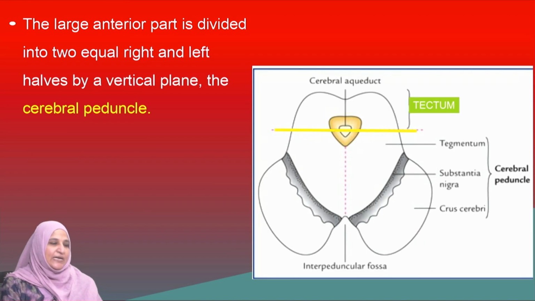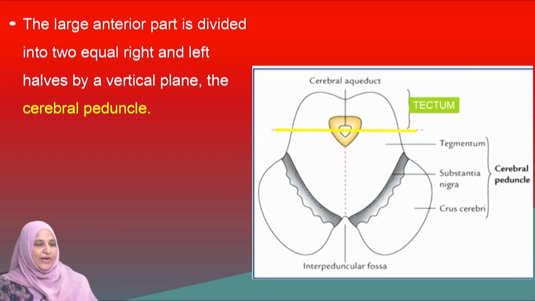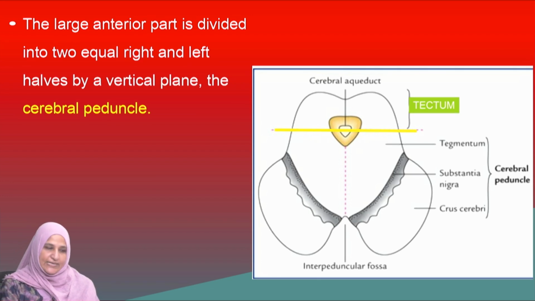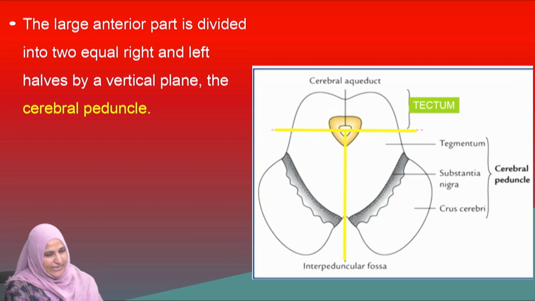Now coming to the large anterior part, it is again divided into two parts, right and left, by a vertical plane. These two structures we call the cerebral peduncles. So that is the plane dividing it into right and left cerebral peduncles.